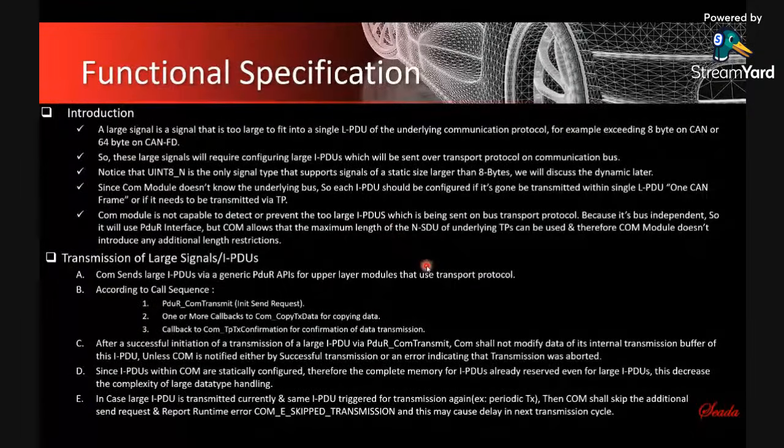Since the COM is abstracted from any communication bus down there, it doesn't know what you are using exactly, and the TP's responsibility is to get all of the data. So the COM will not even be able to detect or prevent too large IPDUs being sent or received on a bus protocol, because, as we mentioned, it's bus independent. It will use the PduR interfaces as usual and put the data, and from the PduR you choose to deal with the CAN interface or with the CAN TP, for example. Okay, but it allows the maximum length of the SDU of the underlying TP to be used.